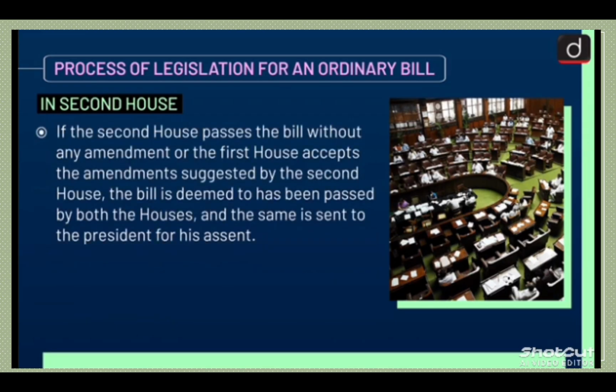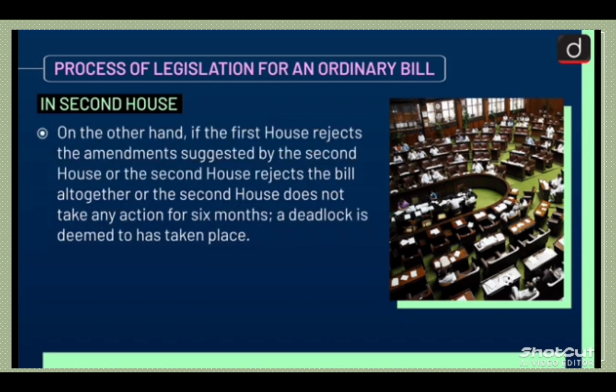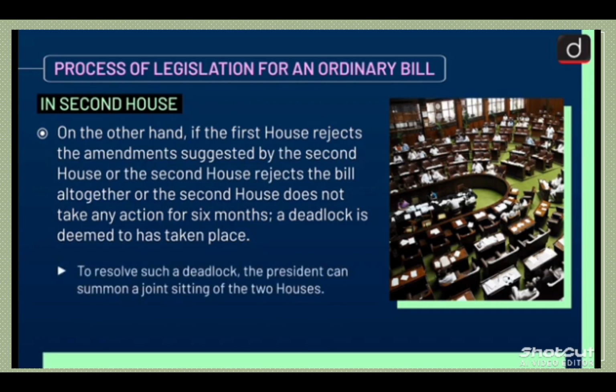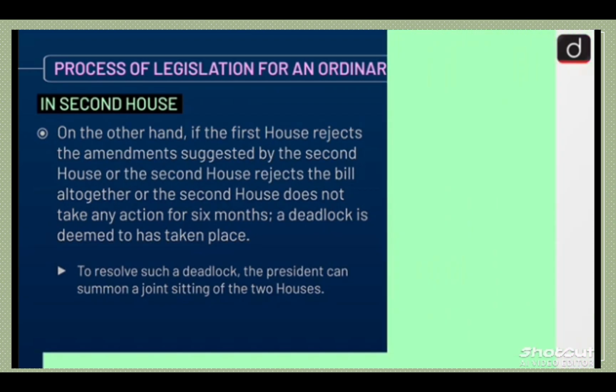If the second House passes the bill without any amendments or the first House accepts the amendments suggested by the second House, the bill is deemed to have been passed by both the Houses and the same is sent to the President for his assent. On the other hand, if the first House rejects the amendments suggested by the second House, or the second House rejects the bill altogether, or the second House does not take any action for 6 months, a deadlock is deemed to have taken place. To resolve such a deadlock, the President can summon a joint sitting of the two Houses.